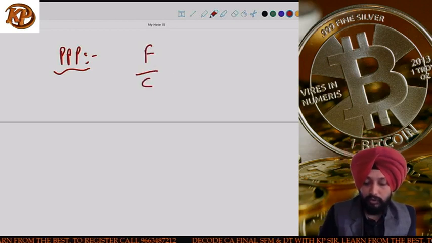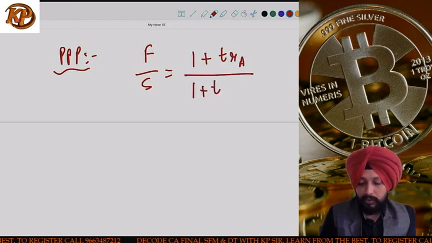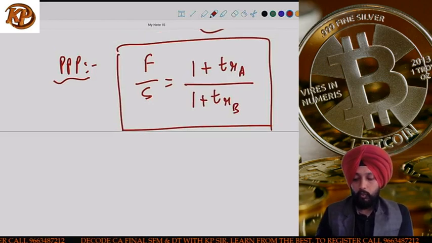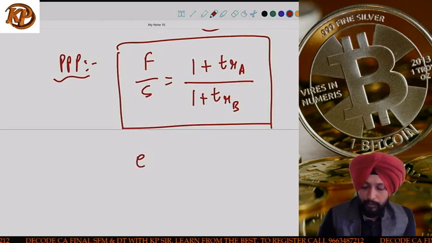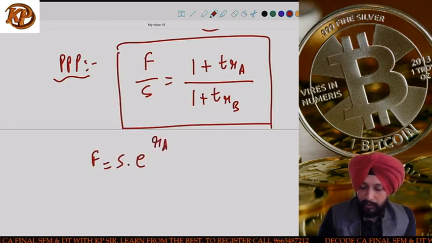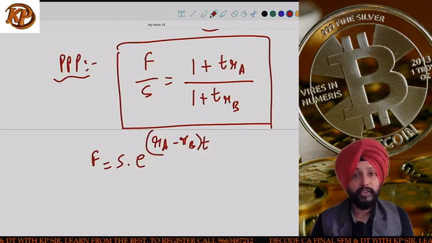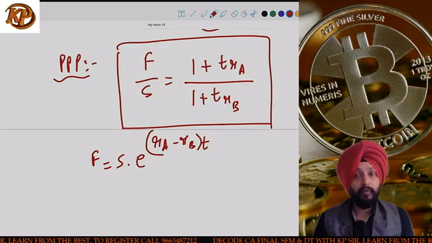How is the equation written? F by S is equal to (1 plus T into RA) divided by (1 plus T into RB). This is how we write the equation. And obviously, this can also be written as F is equal to S into e to the power (RA minus RB) into T. This is in case of continuous compounding.